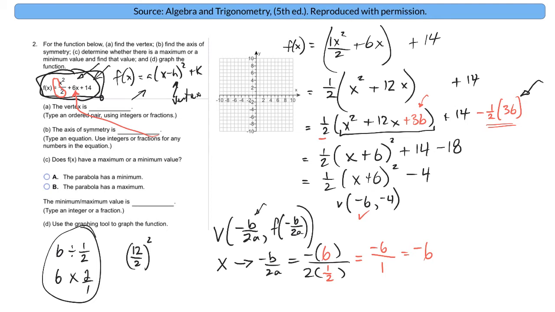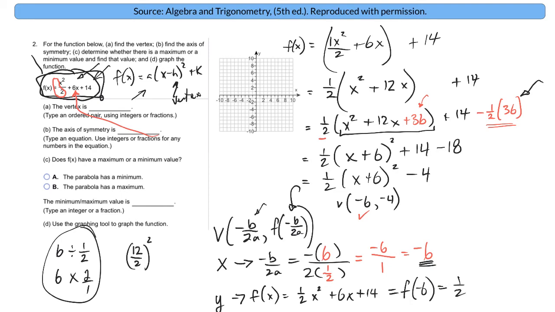Now to find the y value of the vertex, as this says there, it's sort of a funky looking thing, but it's basically saying if you have this function up there, let me write it out again. If I have f of x is equal to a half x squared plus 6x plus 14, then what I do is I plug in what I got from the first bit, the minus 6, everywhere there's an x. So f of minus 6 is 1/2 times something squared plus 6 times something plus 14. So that something is my minus 6.